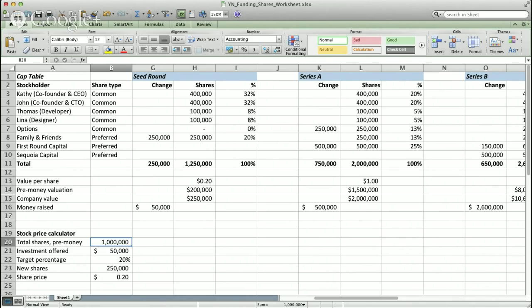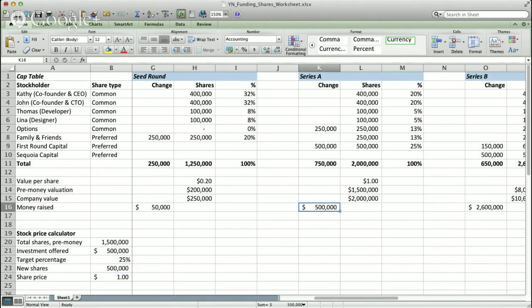So really, we actually have 1.5 million shares at the point where First Round says, I'd like to offer you $500,000 for 25% of the company. So we're going to punch that in right here, and we're looking at 25%. And what we see is that we need to issue 500,000 new shares, and the share price has now risen from $0.2 a share to $1 a share.